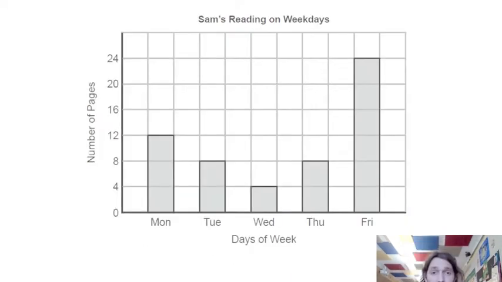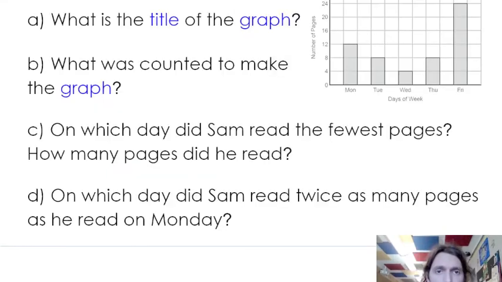All right, take a look at this one. Take a deep look at it, because we're going to be doing some exercises on the next one, all right? I want you to try these exercises by yourself, and then you can look at the video and watch everything there, okay? All right, so let's take a look here. What is the title of the graph? So remember, where do we find our titles? At the very top. So Sam's reading on weekdays. Excellent. So that's the title.